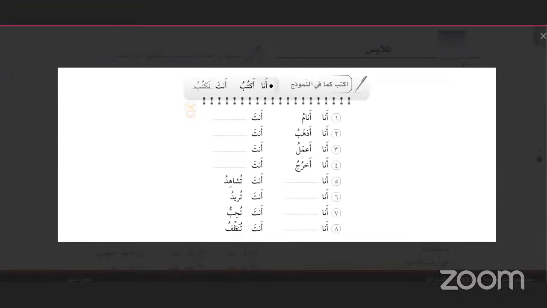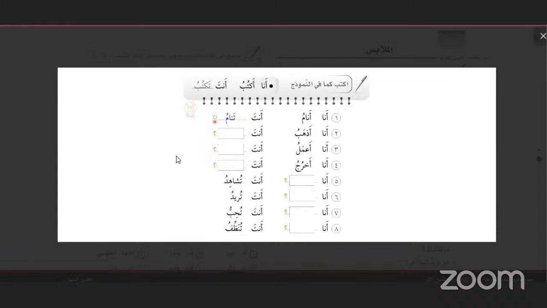We have some exercise over here. Raise your hands. Good. Ana Aktubu, I am writing. Anta Taktubu, you are writing. Now, Abira, go for the first one. I see your hand first. Ana Anamu, I am sleeping. Anta Tanamu, you are sleeping. Good job.